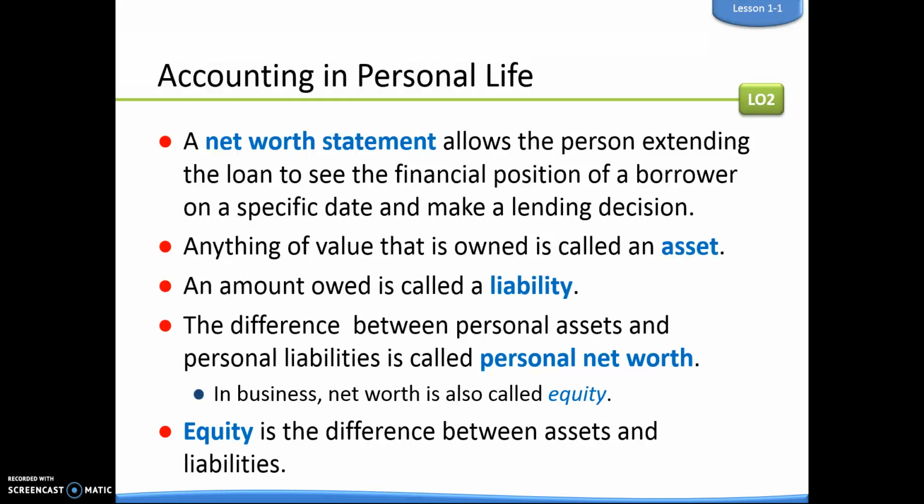And then a liability is an amount that is owed. Okay, so anything that you owe to people, we call that a liability. The difference between those two is called a personal net worth.